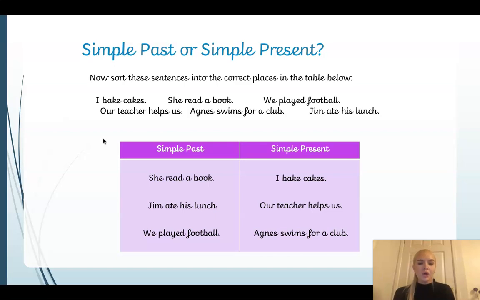We need to be careful that not all verbs end in ed to make them a past tense verb, okay? We need to make sure that sometimes we say it out loud and think, do we really say it like that? And if we don't, it will have to be changing, okay? It's like the word drink. We don't say I drinked, it would be I drank.